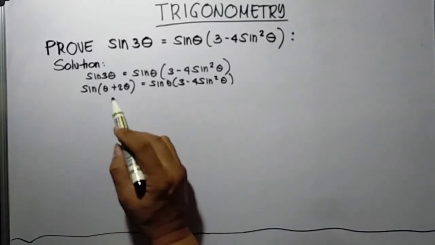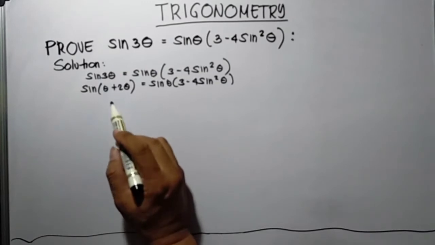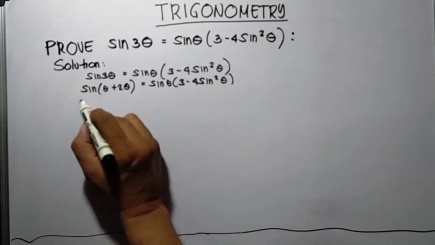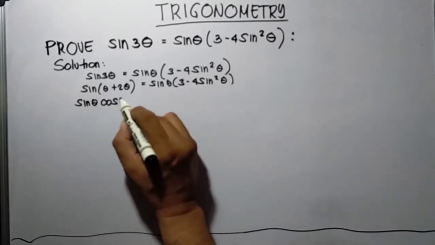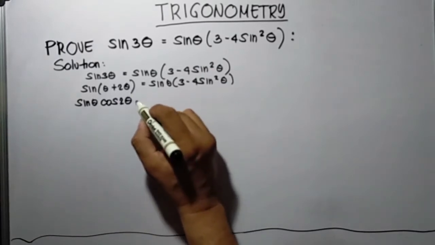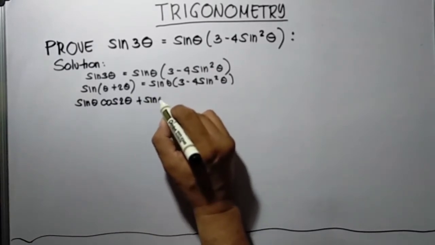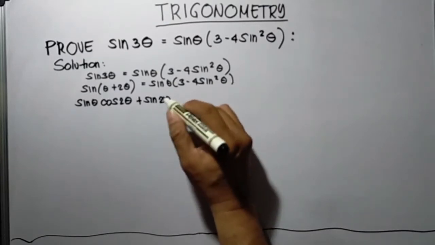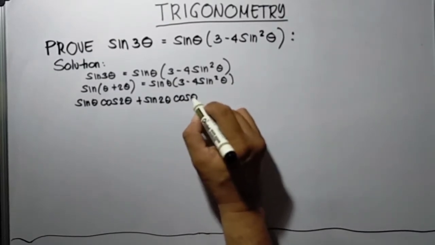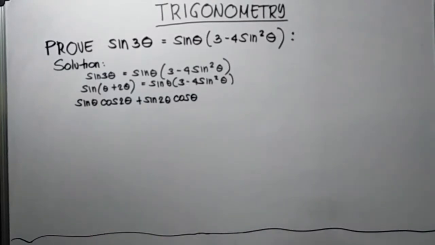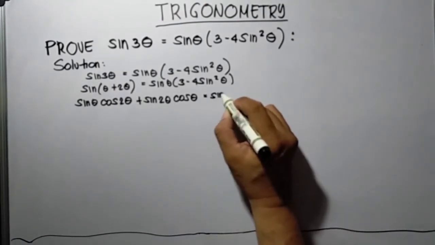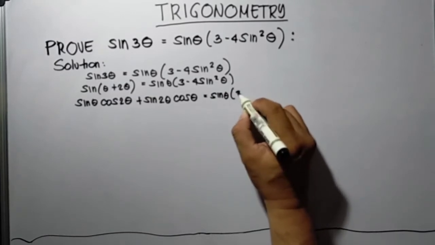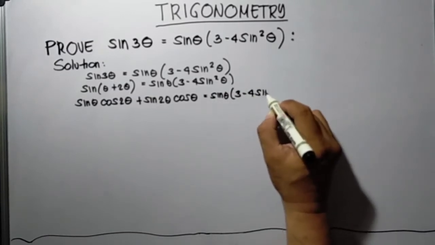So sine of theta plus 2 theta will be equivalent to sine theta cosine 2 theta plus sine 2 theta cosine theta. So this is another identity. So you have to memorize this. Okay. So equals sine theta (3 minus 4 sine squared theta).